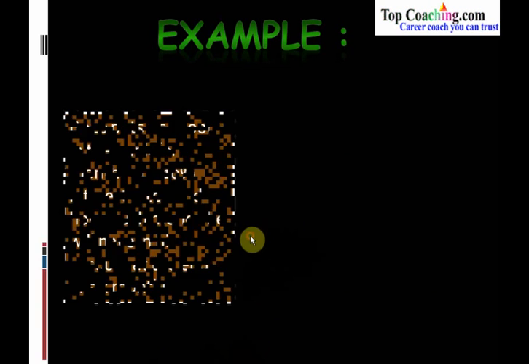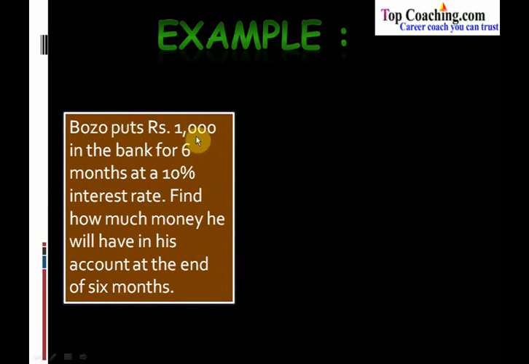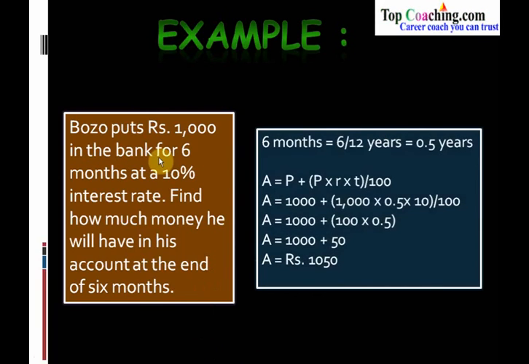Let's take an example. Bozo puts rupees 1000 in the bank for 6 months at a 10% interest rate. Find how much money he will have in his account at the end of 6 months. So Bozo puts 1000 rupees in the bank for 6 months and the annual rate of interest is 10%. We have to find out how much money he will have in his account at the end of 6 months. Now, the time is given in months, so we have got to convert it into years. So 6 divided by 12 would give us the years, and that is equal to 0.5 years.